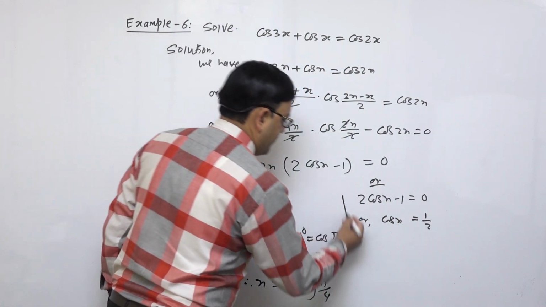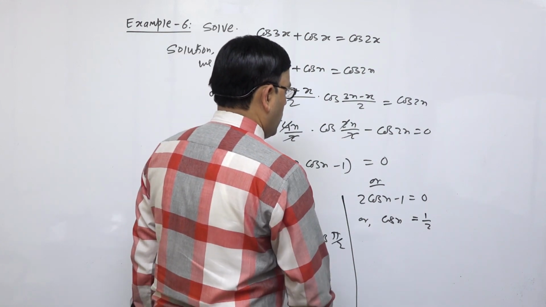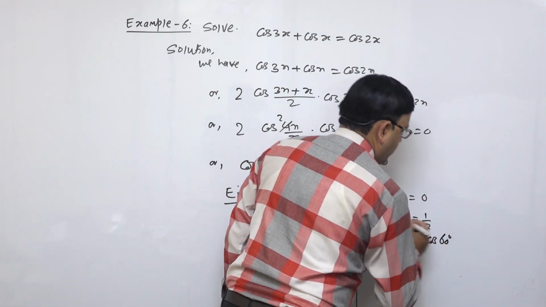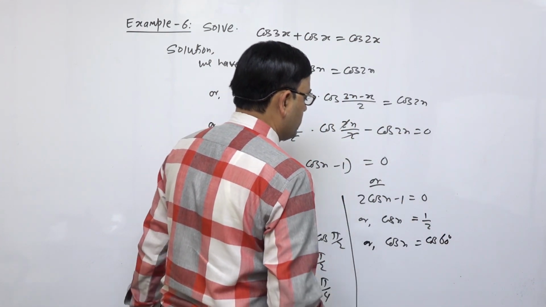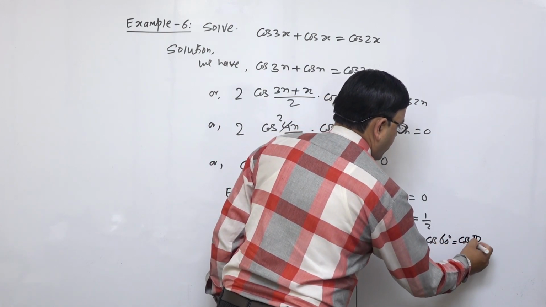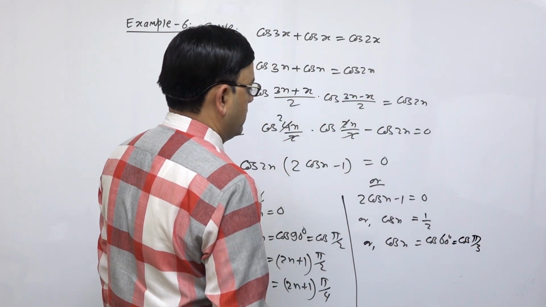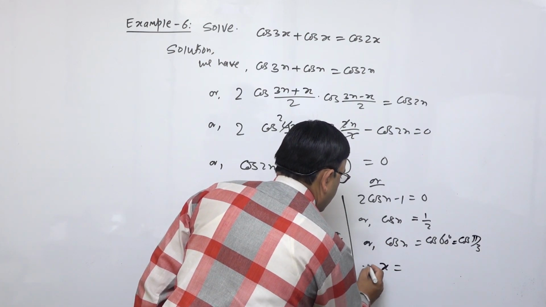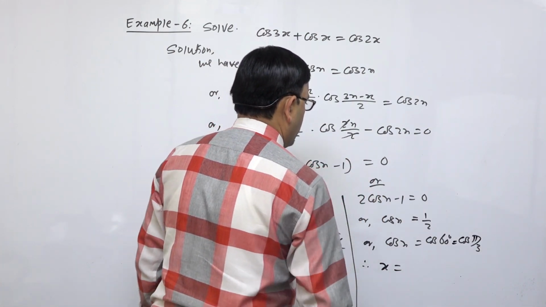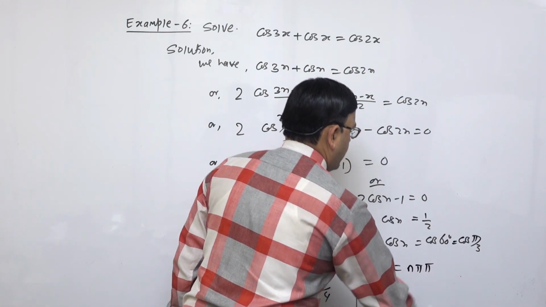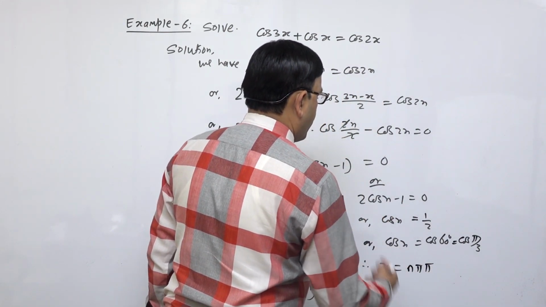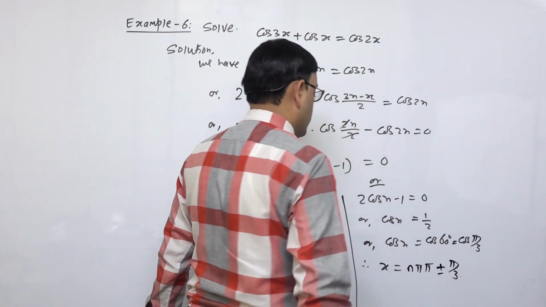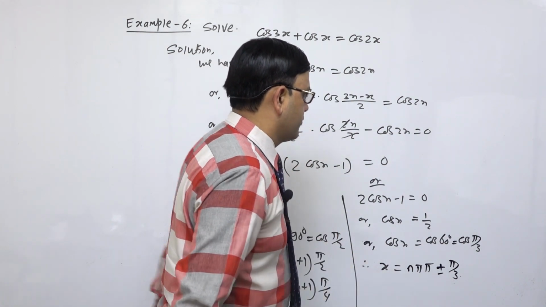Now on the other side, cos x is equal to 1 by 2. It shows cos x is equal to cos 60 degrees, and cos 60 degrees is cos pi by 3. Now we can write x is equal to 2n pi plus minus pi by 3. In this case we have to use this form.